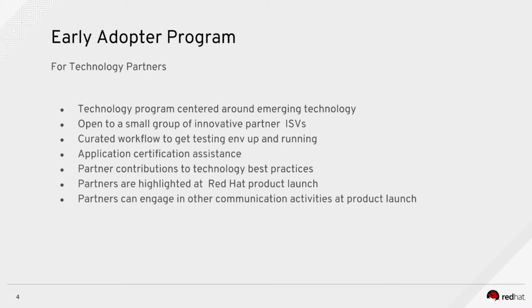The Early Adopter Program, or EAP, is the conduit for Red Hat and the partners to collaborate on new technology in an informal setting. In the past, this has been done with OpenStack, virtualization, container runtime technologies, major RHEL releases, and other products within Red Hat's portfolio. It is open to a small group of partners who are working on a particular technology. In this particular case, it's Kubernetes operators.